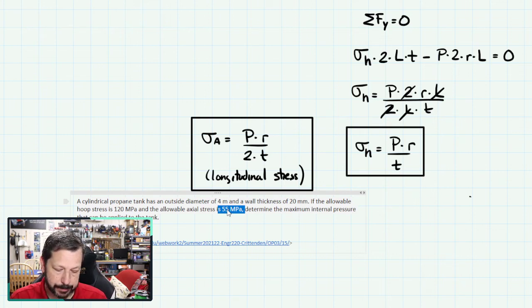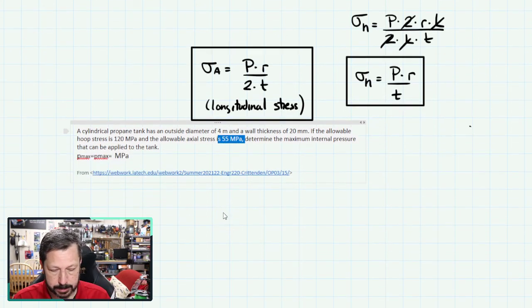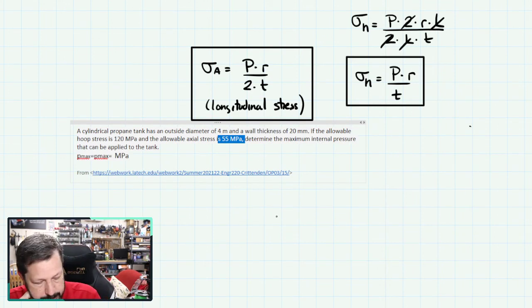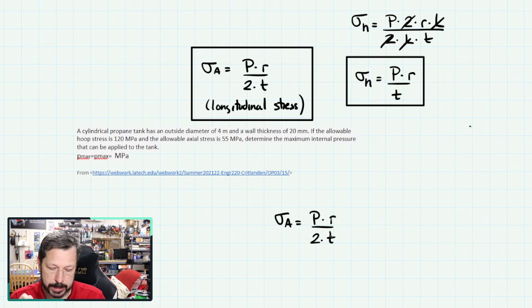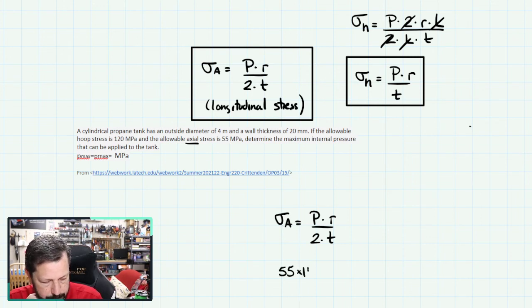So if you don't want to work through which one of these you need to solve for, you can just work both of them and figure out which one allows for the smallest internal pressure. That's your limiting case. So it's going to be our axial stress that limits it. We would just have sigma A equals PR over 2T for the longitudinal stress, or as they said here, the axial stress. And they're only going to allow 55 times 10 to the 6 pascals. So that's 55 megapascals. They're only going to allow that.